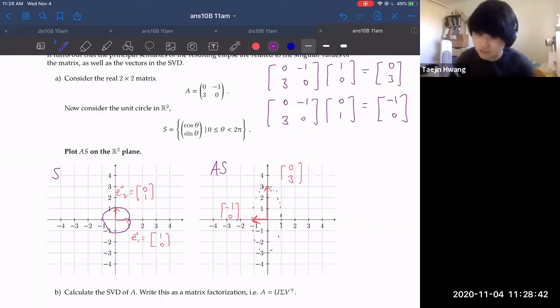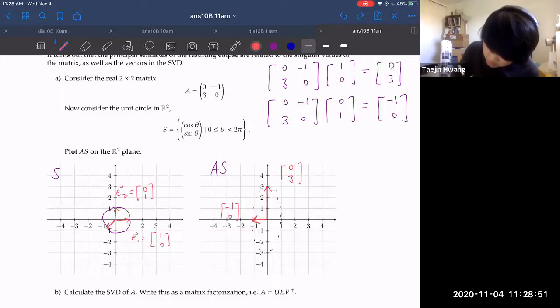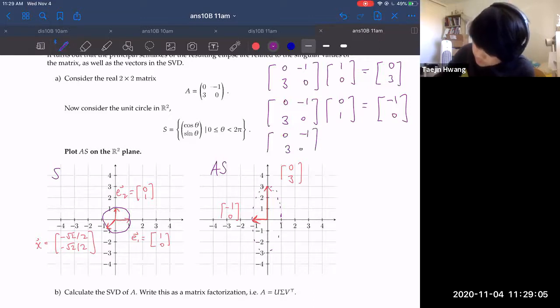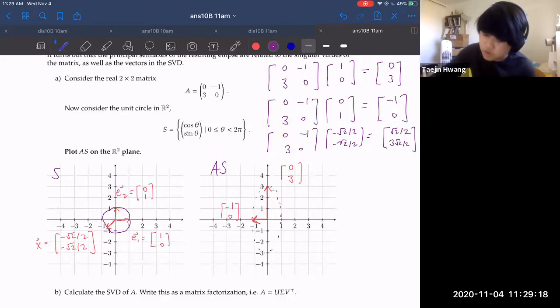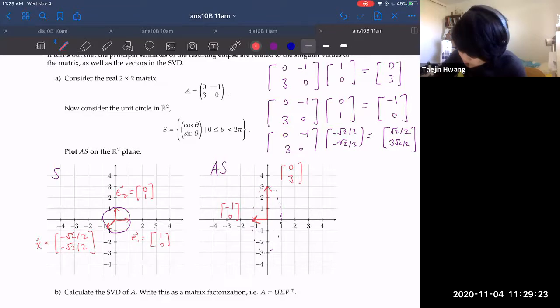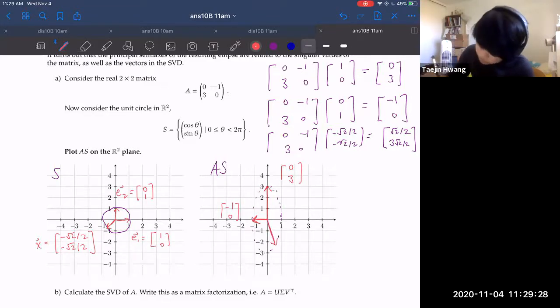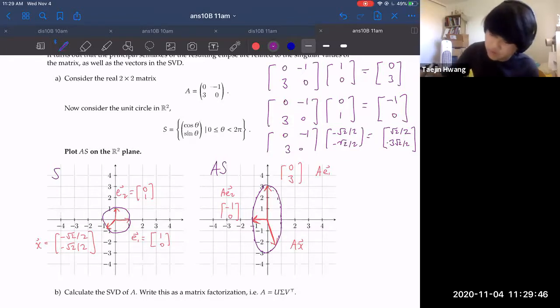But just to kind of confirm our suspicion, let's take a look at one more vector. I'm just going to call this vector x, which is equal to minus square root of 2 over 2 and minus square root of 2 over 2. And if we do the matrix multiplication once more, we'll end up seeing that this becomes the square root of 2 over 2 and 3 square root of 2 over 2. And if we plot this, this is going to be somewhere, let's see, down here. So this was A E1, A E2, and A x. And if we do it for all the vectors, you should get some sketch of an ellipse like this. And yeah, it's negative square root of 3 square root of 2 over 2.